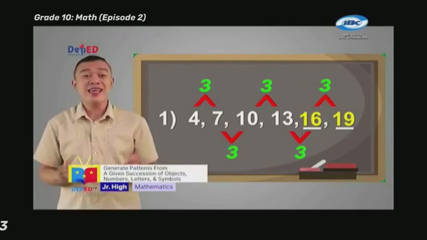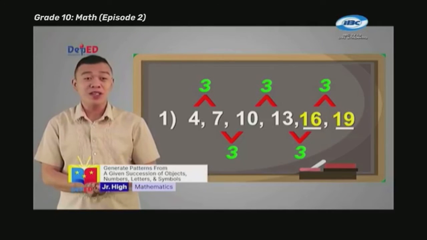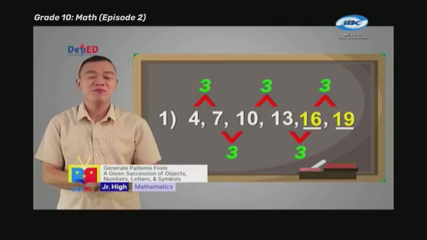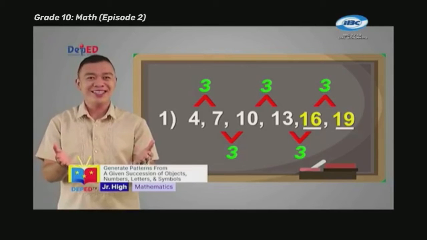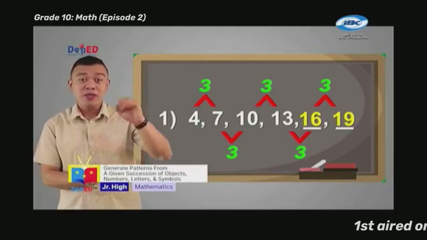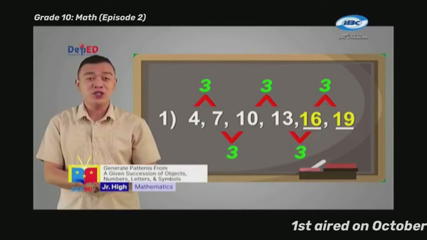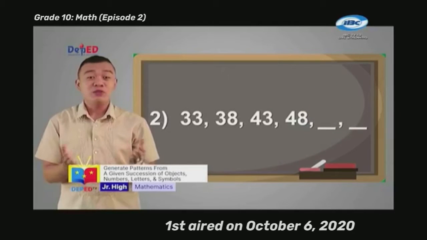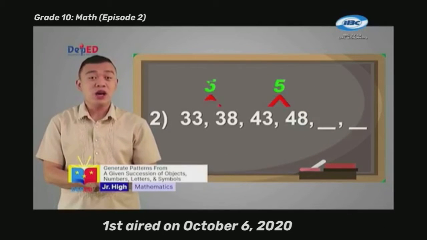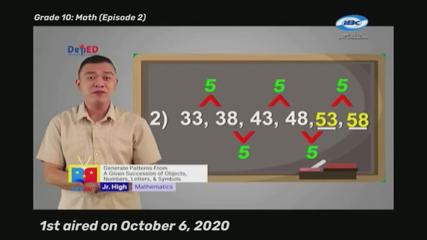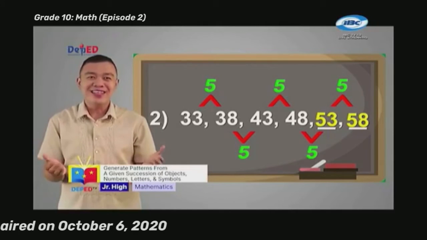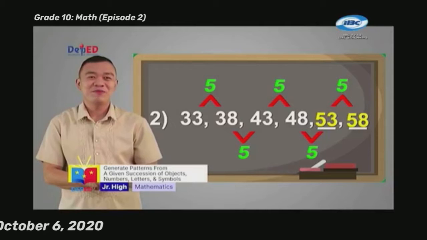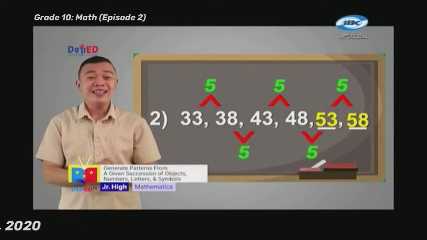If you get 16 and 19 in item 1, then you are correct. How did you get those terms? Notice that a constant number 3 is added to the preceding term to get the next term. In item 2, the two terms are 53 and 58. How? Because 5 is added to the preceding term to get the next term.